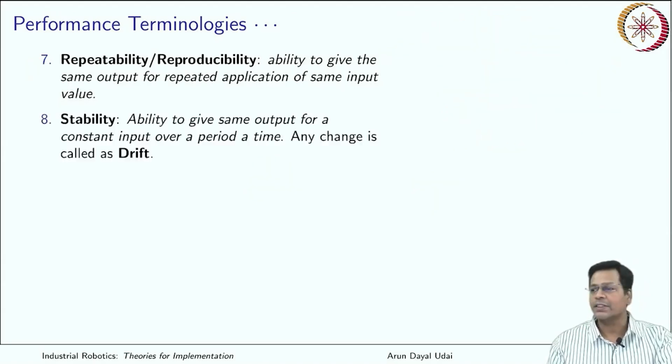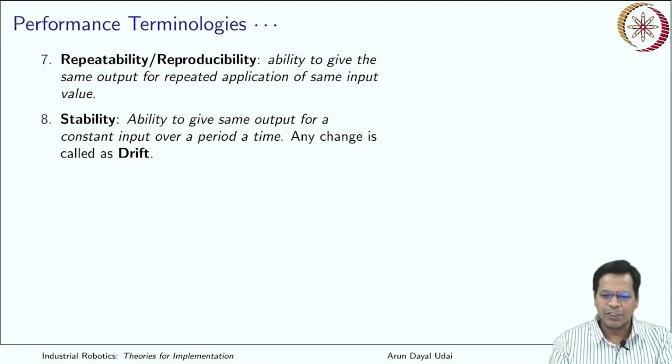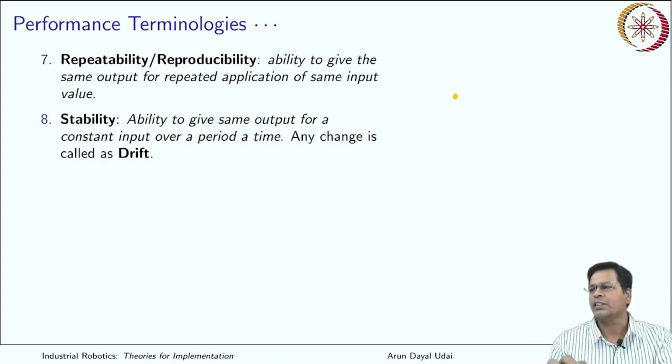Okay, so next one is stability. It is the ability to give the same output for a constant input over a period of time. So if it is giving you a constant output, it should remain there. As long as input is not changing, output should also not change. That also should remain constant. But what happens sometimes is that due to change in temperature, output varies even when input is not varying. So that is known as a drift.